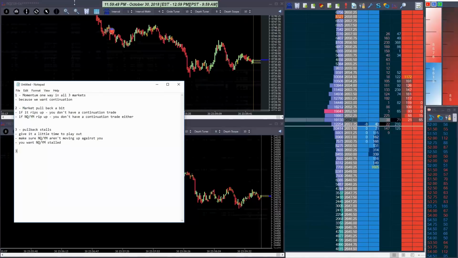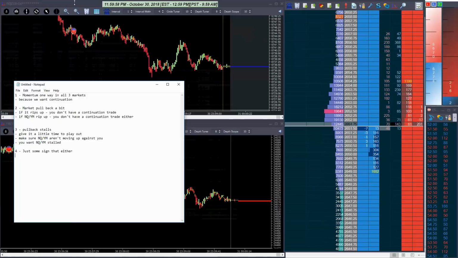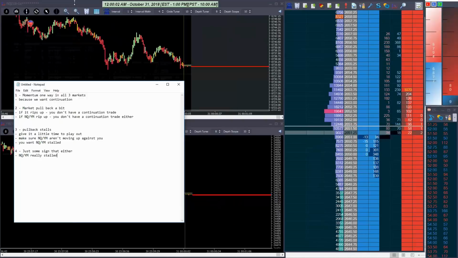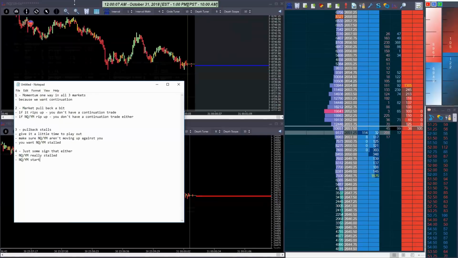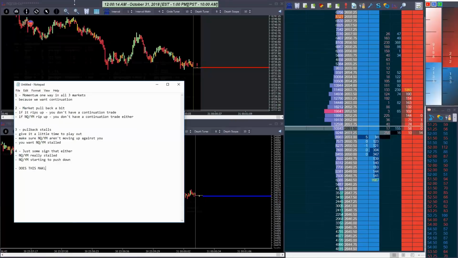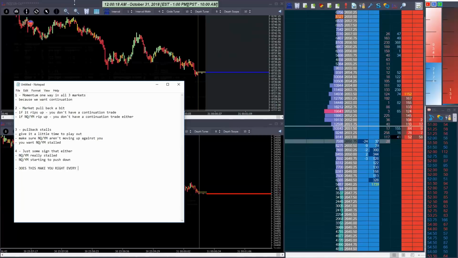And then four, you want some sign that, as we said above, NQ, YM have really stalled, or if not, NQ, YM starting to push down. Now, does this make you right every time? And the answer to that is absolutely not.